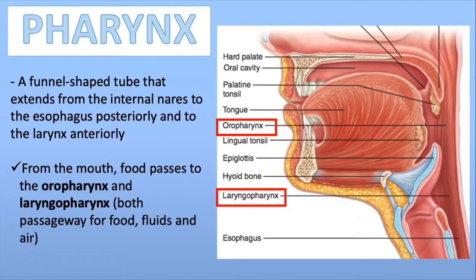So ang meron dito sa ating digestive system is the two types of pharynx, which is the oro and the laryngo. So from the mouth, the food is passed to the oropharynx and the laryngopharynx. So both the oro and the laryngo are passageway for food, fluids, and also the air. So dito sa diagram, we have here the oropharynx and we have here the laryngopharynx. Okay? Next.